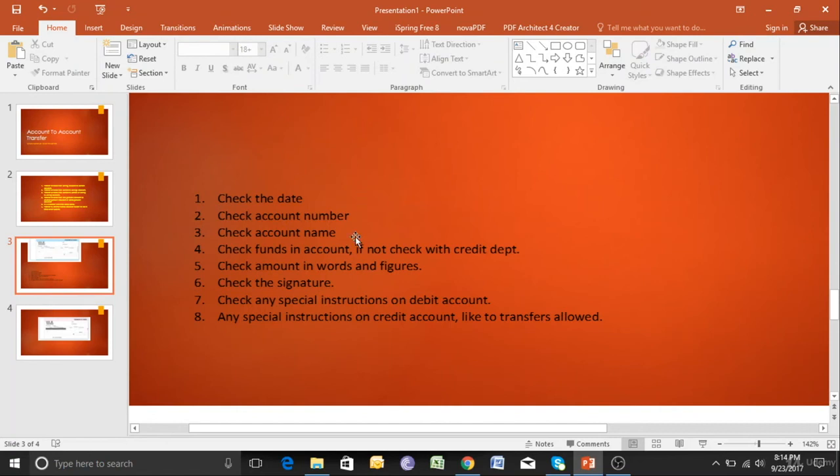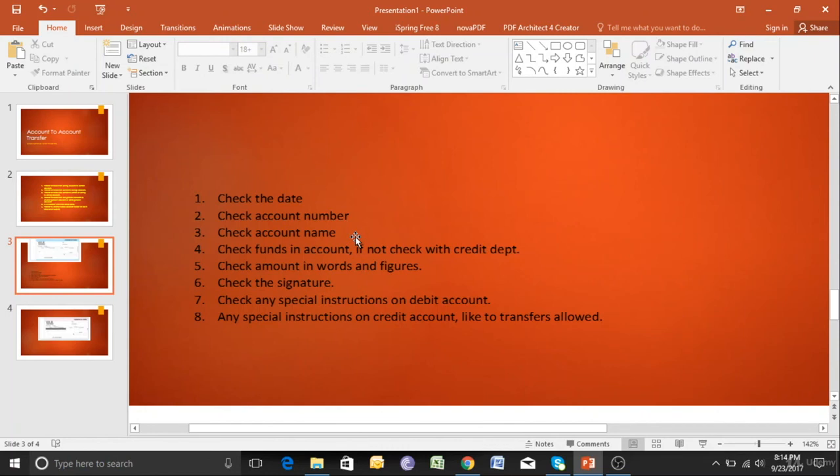You also need to check if there are any special instructions on the debit or the credit account. Maybe there are stop instructions. Maybe there are instructions from the bank or any other authorities not to debit this account or not to do a transfer. Or maybe there are special instructions on the credit account that it should not receive a credit from another account. So if there are any other instructions, you just need to be careful and check those instructions.